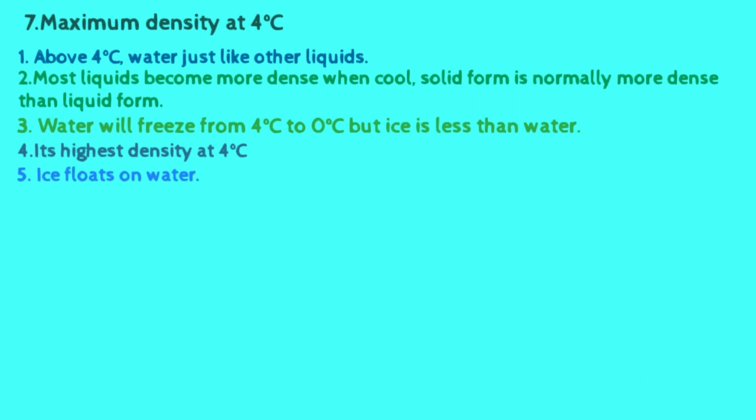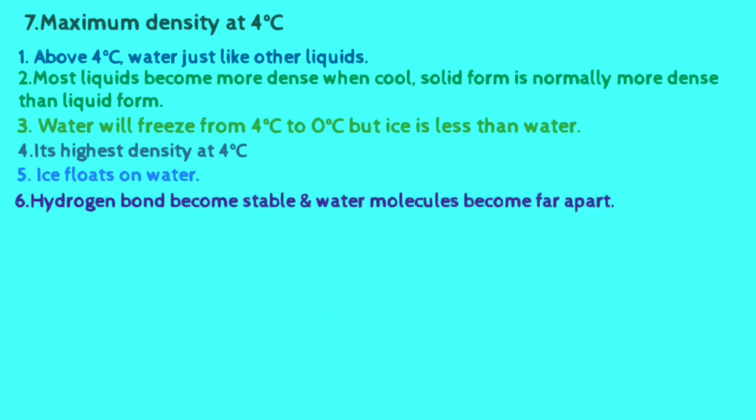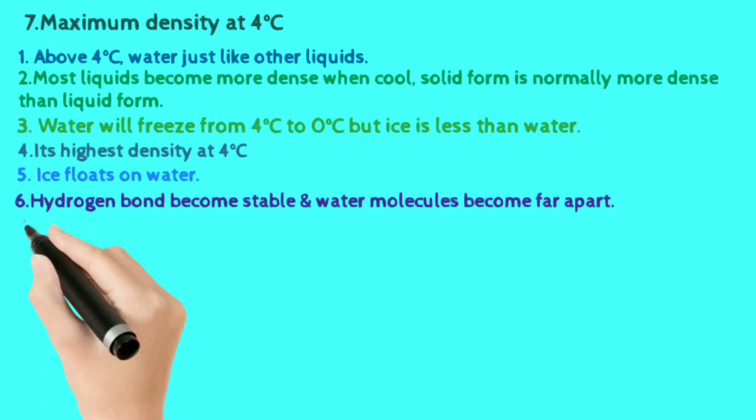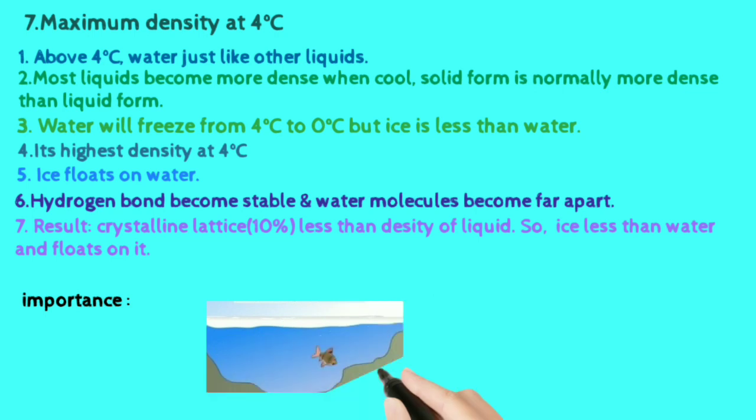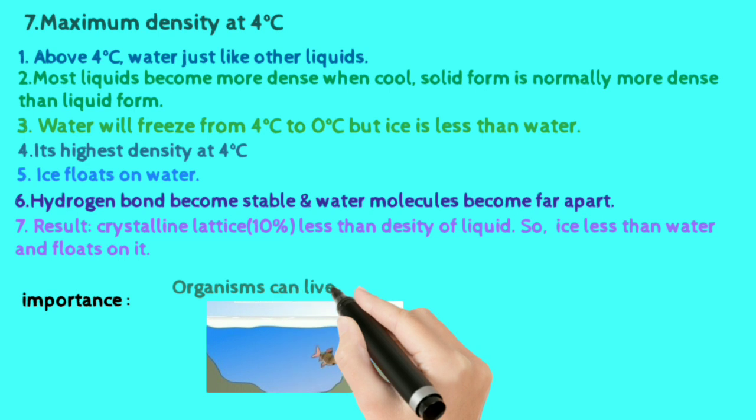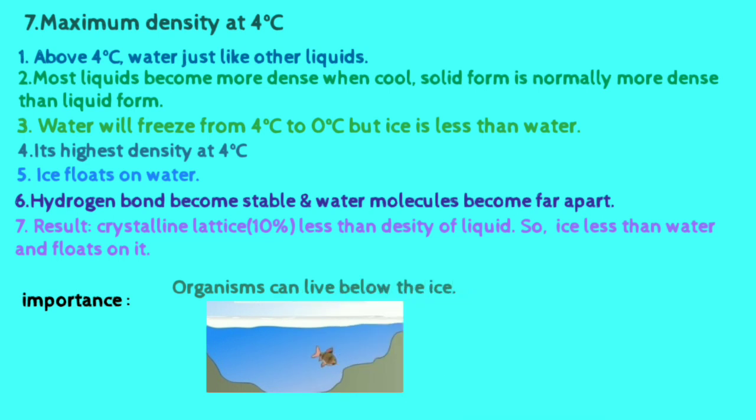5. Ice floats on water. 6. Hydrogen bonds become stable and water molecules become far apart. As a result, the crystalline lattice is 10% less dense than liquid, so ice is less dense than water and floats on it. The importance is that aquatic organisms are able to live below the ice in winter because ponds, lakes, or seas rarely freeze into solid.